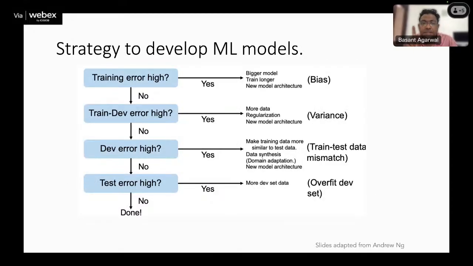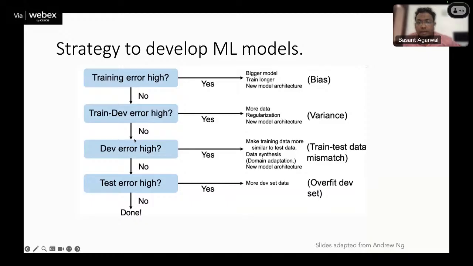First step: when we develop the model, if the model is having high training error, it means there is a high bias. We should try making a more complex model, training longer, and trying new architectures. And if training error is not a problem but there is a difference between validation and training error, it means the model has high variance. In that case, we should try getting more data, regularization, and different architectures.